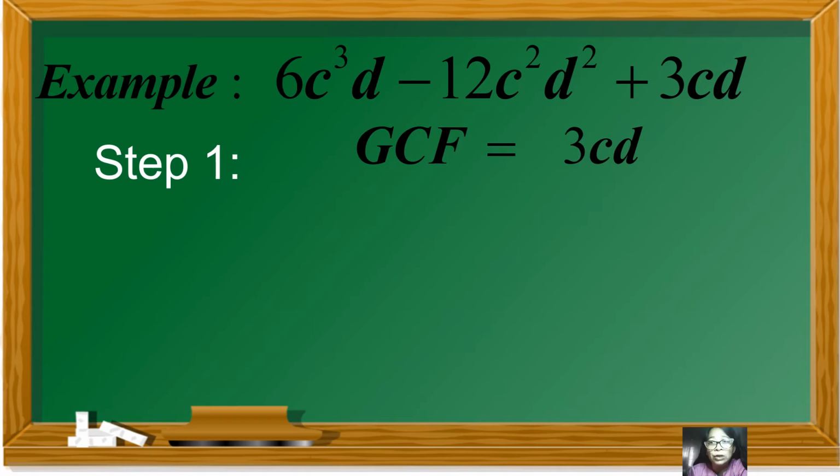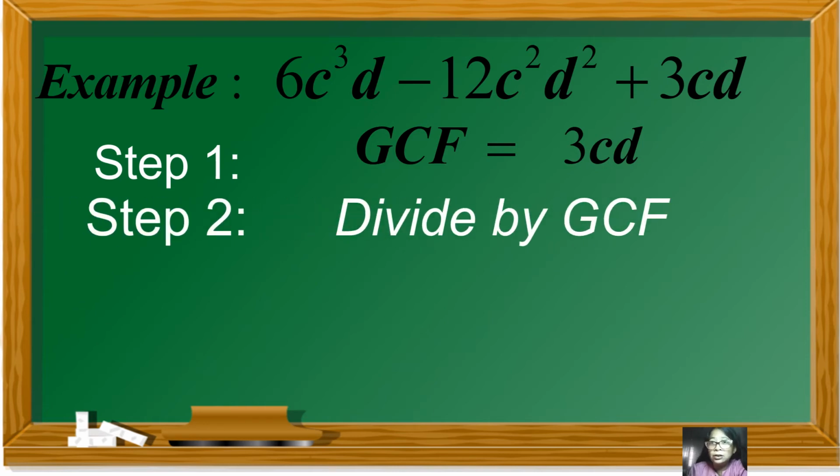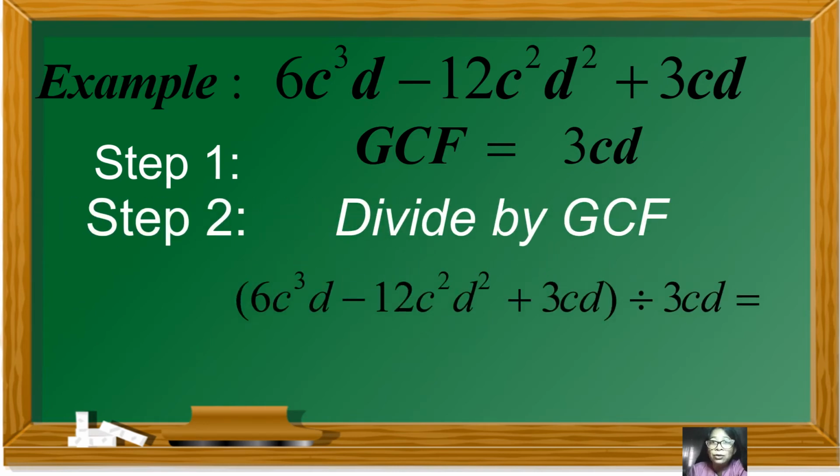The next step is you need to divide the given by the GCF. So divide 6c cubed d minus 12c squared d squared plus 3cd by 3cd. So we divide 6c cubed d by 3cd, and then divide negative 12c squared d squared by 3cd, and then divide 3cd by 3cd. So that would be equal to 2c squared minus 4cd plus 1.